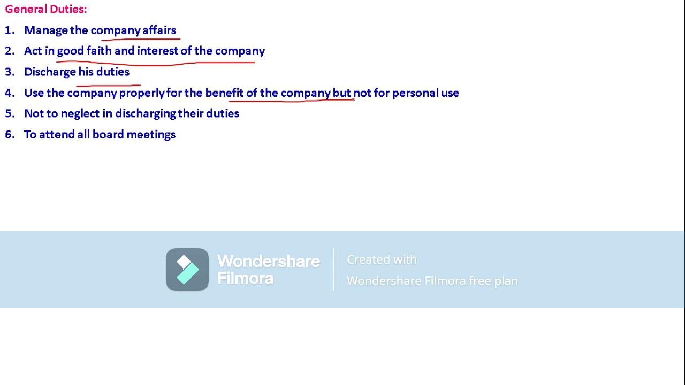For example, suppose there are 2 vendors for that company. X is a vendor, Y is a vendor. They supply raw materials to the company. For example, X supplies for 1 lakh, and Y supplies for 1,50,000. Actually, the director has to decide which person gives the raw material for less amount. X gives for 1 lakh, Y gives for 1,50,000. Then the option should be X for a director.